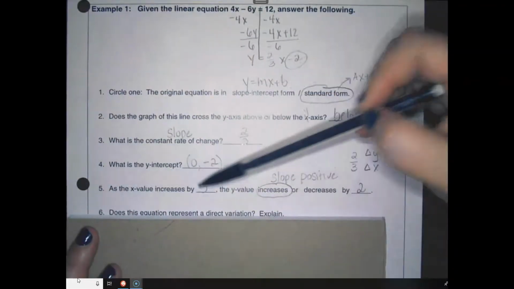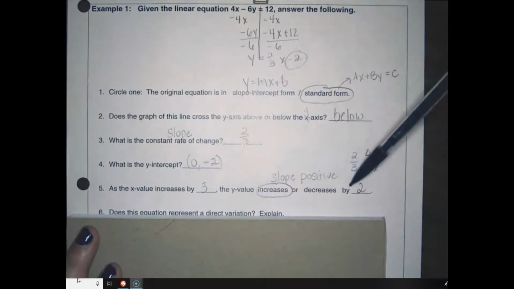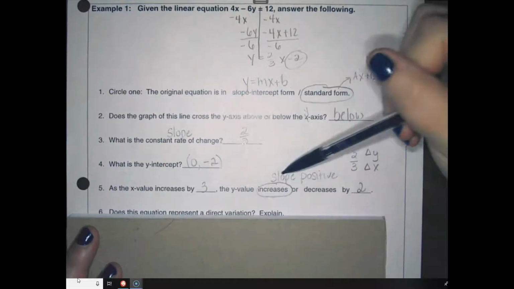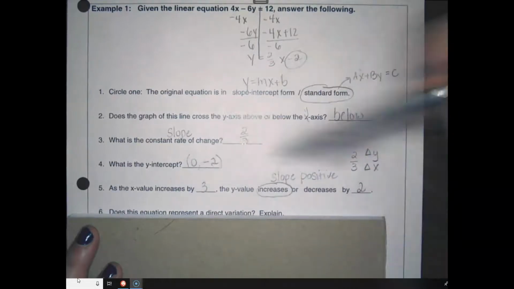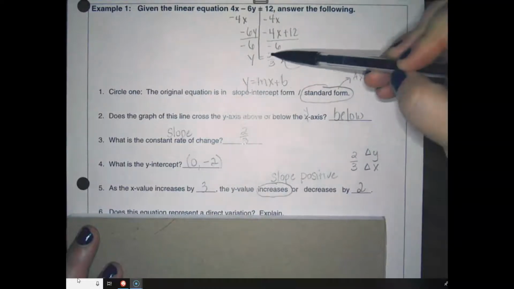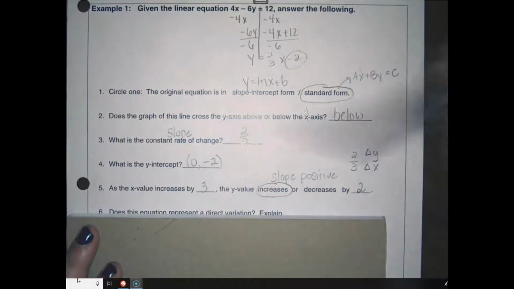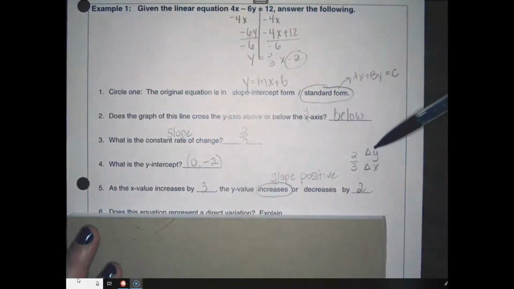As x increases by blank, y increases or decreases by blank. Well, our slope is positive, so I know that it's going to be an increase for both of these, because they're both positive. My 2 is the change in y, and I'm getting that from my slope up here, and my 3 is the change in x. So my x value increased by 3, and my y increased by 2.